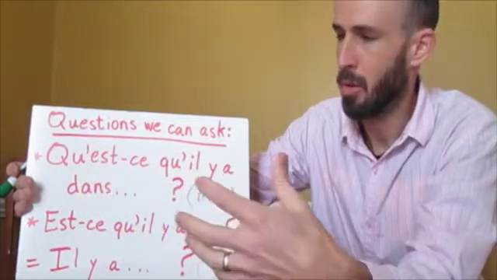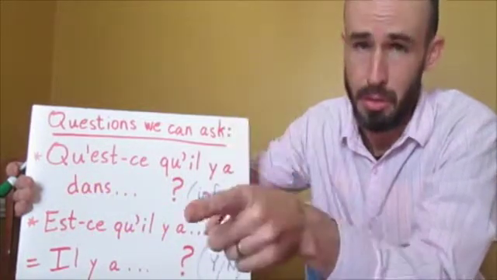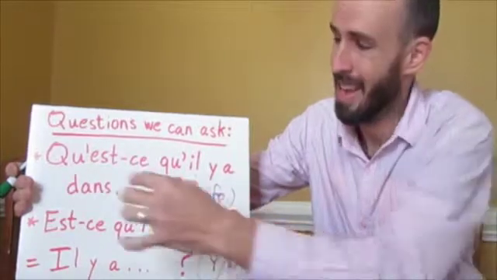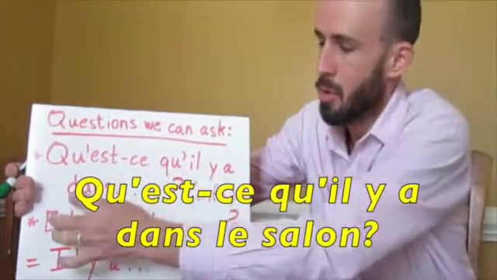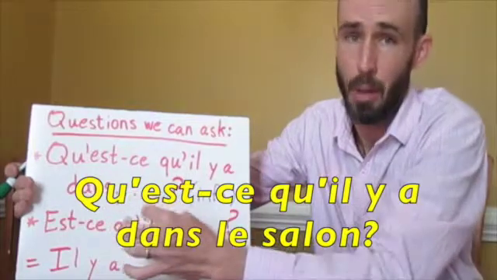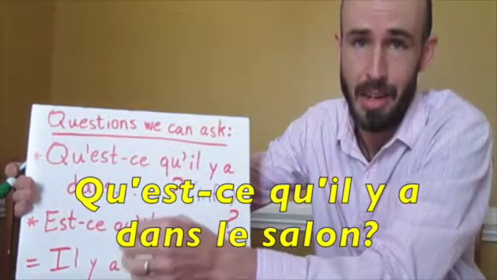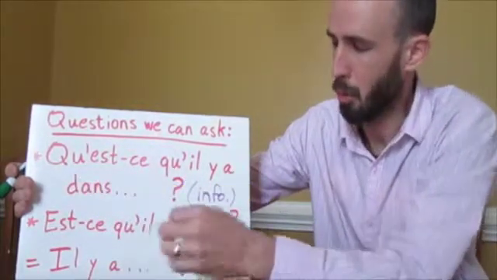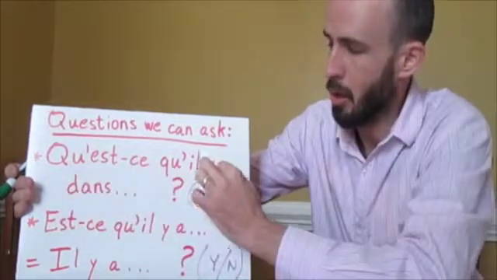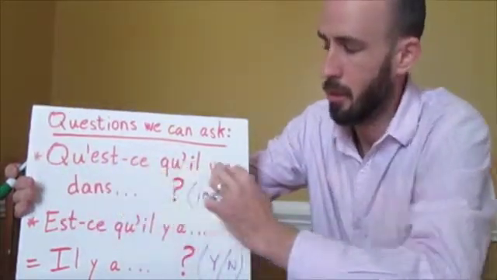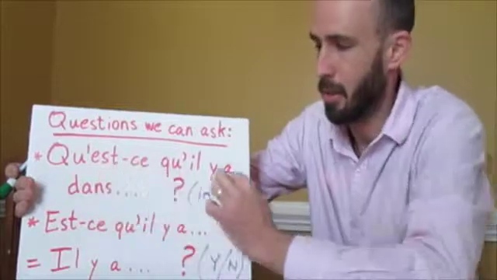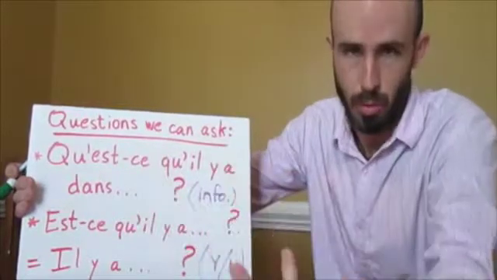Or what's in the living room? Qu'est-ce qu'il y a dans le salon? So use qu'est-ce qu'il y a? What is there in whatever place?